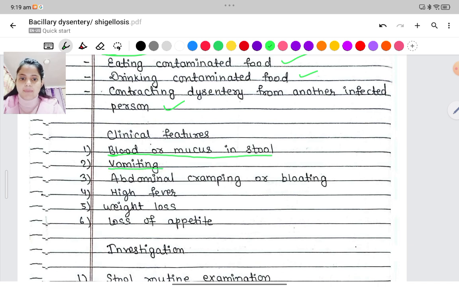vomiting, abdominal cramping or bloating. There is high fever, weight loss, loss of appetite.